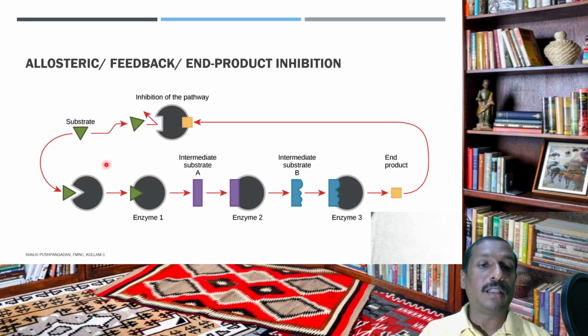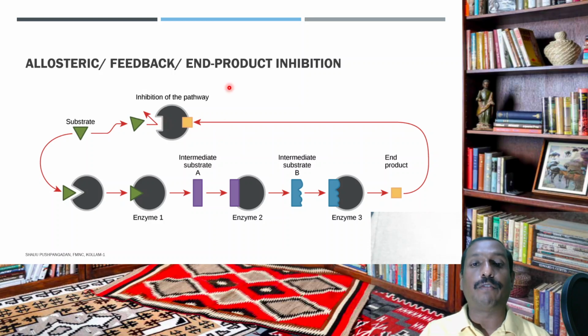Only this substrate can bind with the enzyme with this particular active site. But in this case, when the end product binds with the allosteric site, it is changing the active site in this way, so that the first substrate cannot bind with the enzyme. So the first enzyme is deactivated. If the first enzyme is deactivated, the product will not be forming. So the entire process will be checked.